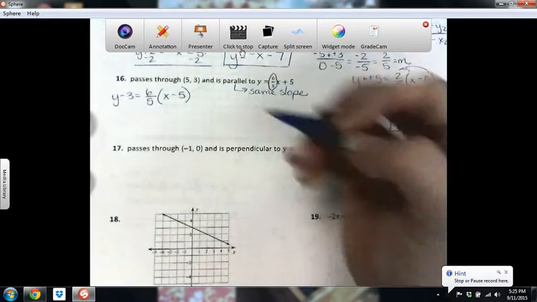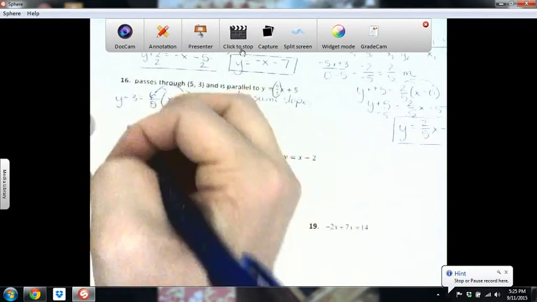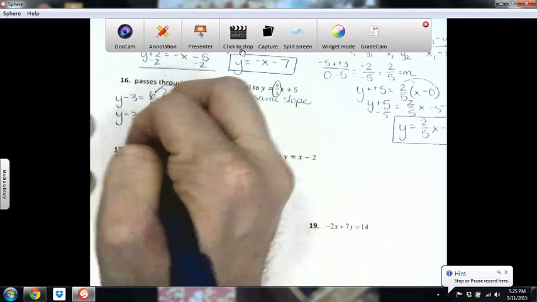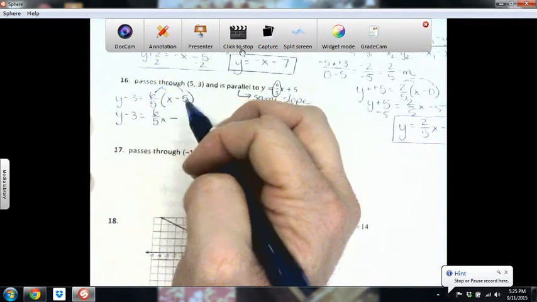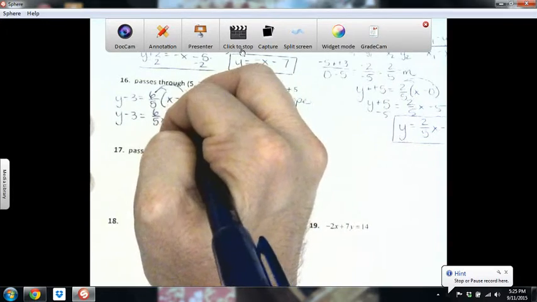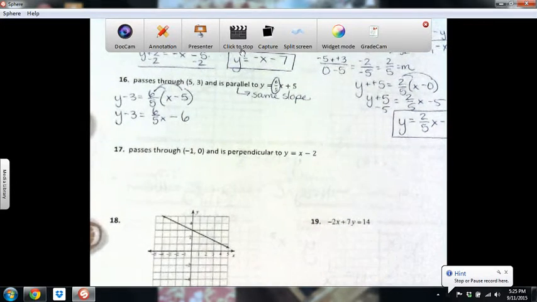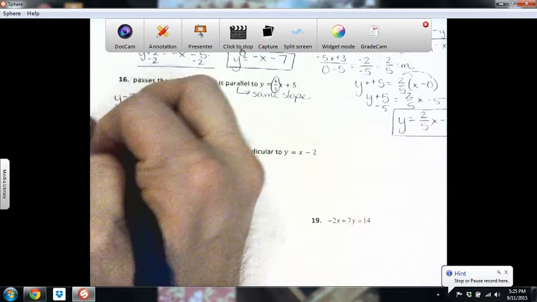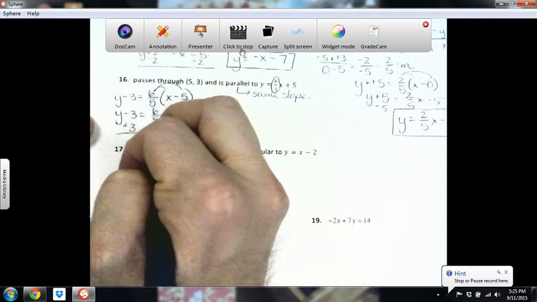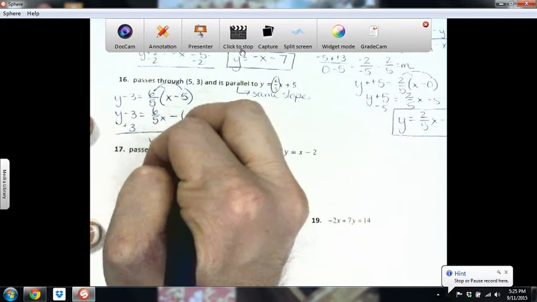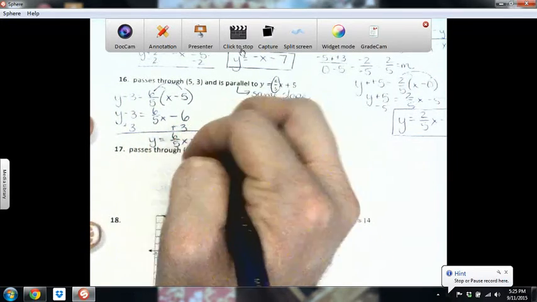So in this case, I distribute the 6/5. So I get y minus 3 equals 6/5 x minus 6/5 times a negative 5 is going to give me a negative 6. And then to finalize this in slope-intercept form, I simply add 3 to both sides. I get y equals 6/5 x minus 3.